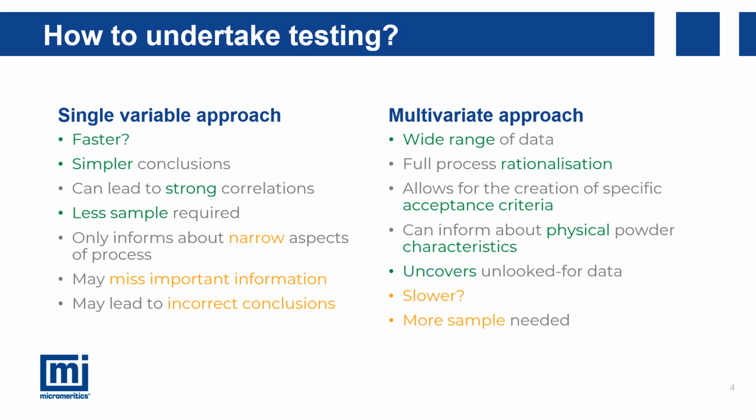Meanwhile, multivariate testing unlocks a wide range of data which can allow all elements of a given process to be rationalized, whilst allowing for the generation of robust acceptance criteria and informing about physical powder characteristics, and even providing information which was not part of the initial experimental goals. However, depending on the system being investigated, it may be slower than single variable approaches and require greater quantities of sample.